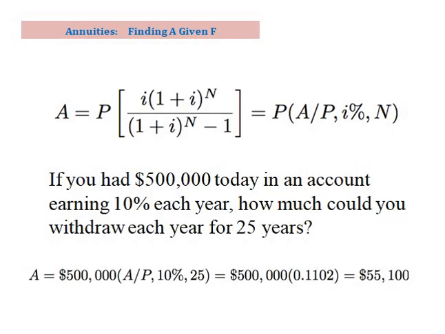Now just presenting how the form of the question comes, just to get used to it. So here I'm saying if you had $500,000 today, so this is the present value, in an account earning 10% each year, how much could you withdraw each year? Again, you have to look at the key words in the statement. So here I'm asking for the annuity, but knowing the present value, so I'll be applying the equation of A equals P into A knowing P, i, n.